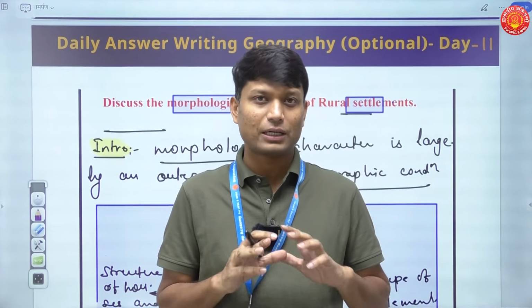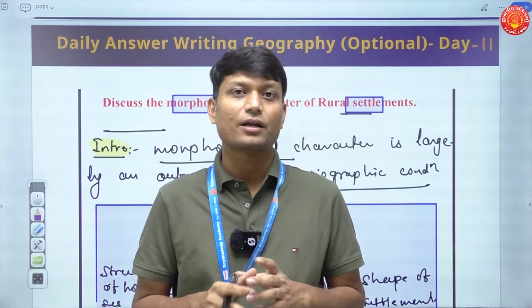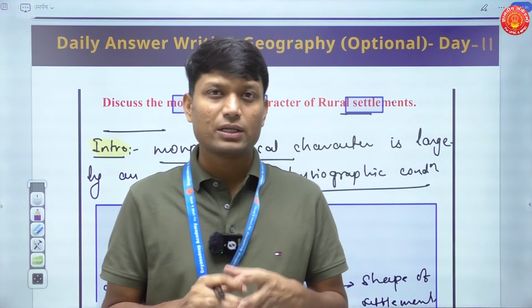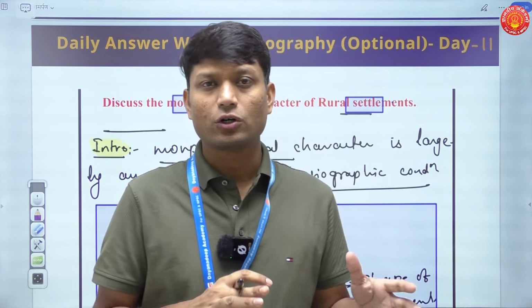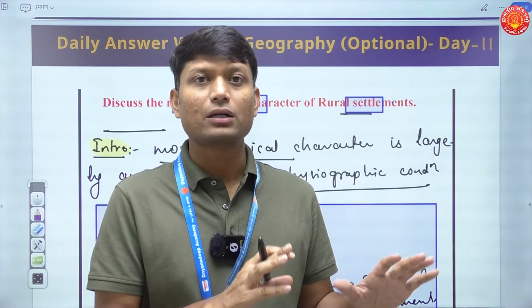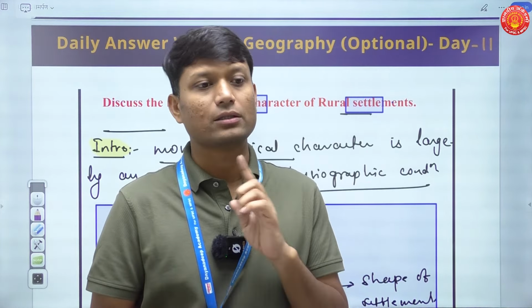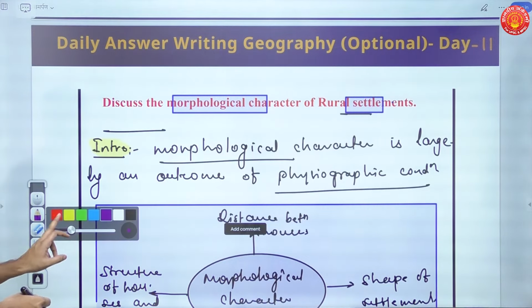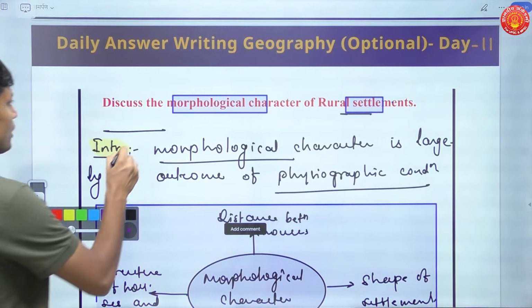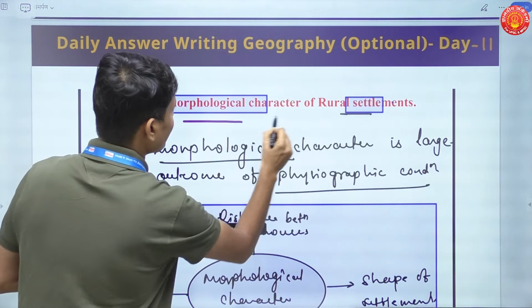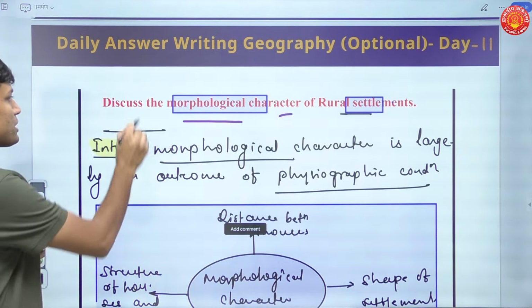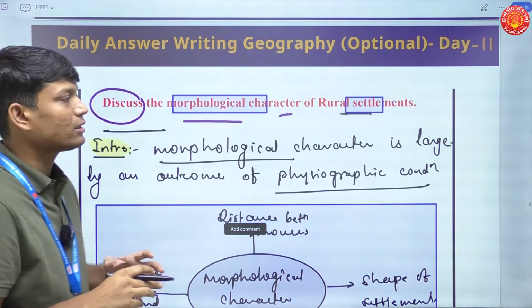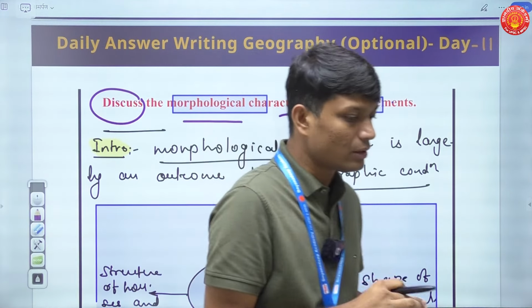So this is our one more lecture on daily answer writing of geography optional. We are discussing population and settlement geography. Already we are done with the population part and now we are moving forward to settlement. In settlement, I have one question regarding rural settlements. This question is talking about the morphological character of rural settlement. So we have to discuss what are the various morphological characters of a rural settlement.